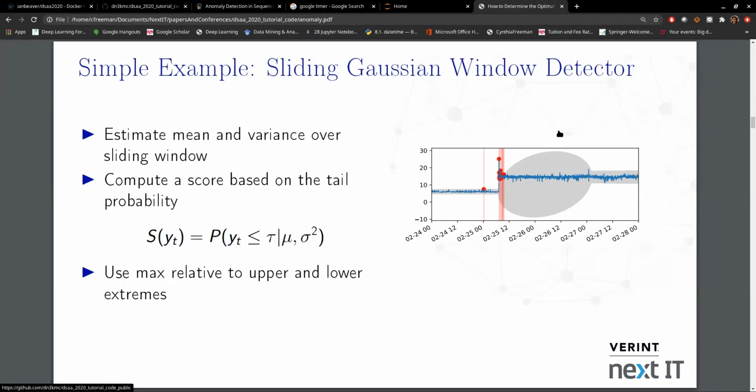We can then use the complement of the tail probability of the standard normal distribution to get an anomaly score between 0 and 1. The tail probability is simply the probability that a random variable deviates by a given amount from its expectation. To detect unusually low or high values, this score is computed relative to the low and high tails of the distribution, and the maximum is returned. And you can see how this works in the example on the right.